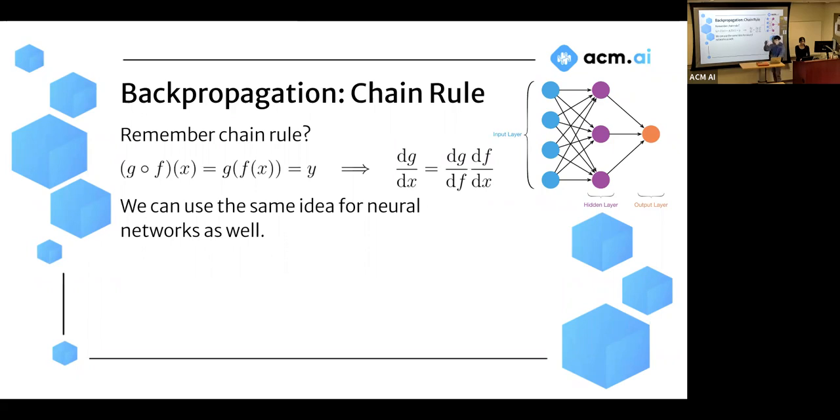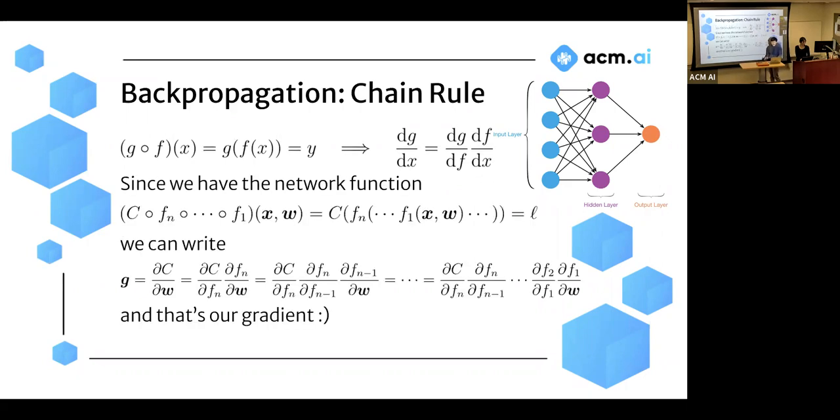And as math students said, it is the chain rule. So remember the chain rule? When we have two functions composed together, aka we apply f first and then we apply g, to be able to take the derivative of our output with respect to x, we can first take the derivative of the output of f with respect to g, and then take the derivative of the output of f with respect to x, so stuff like this, right? And the idea is we can use the same idea for neural networks as well.